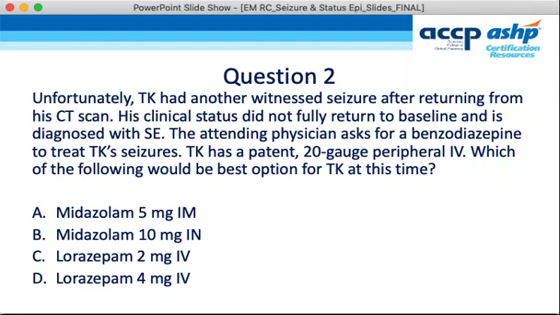So answer choice A, midazolam 5 milligrams intramuscularly. B, midazolam 10 milligrams intranasally. C, lorazepam 2 milligrams intravenously. Or D, lorazepam 4 milligrams IV.